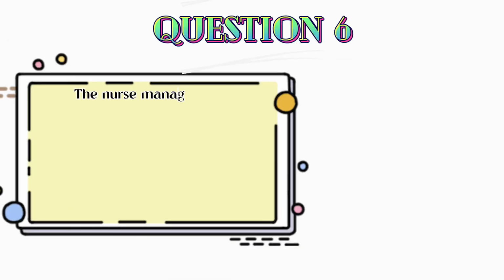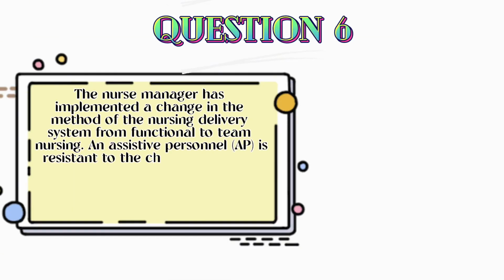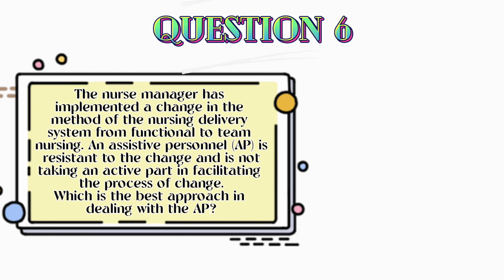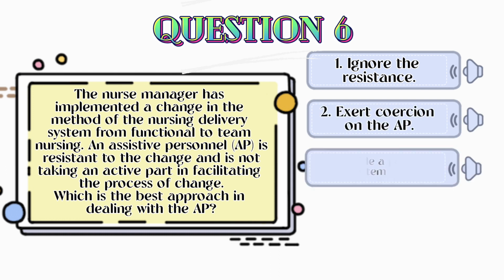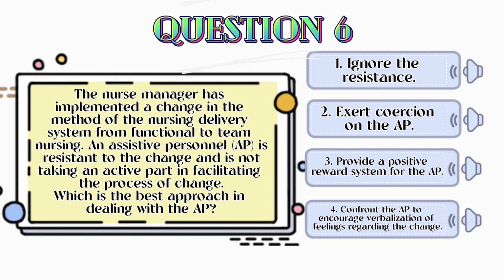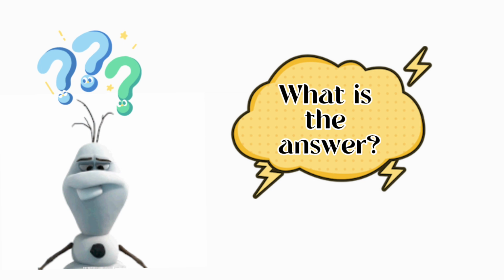Question 6. The nurse manager has implemented a change in the method of the nursing delivery system from functional to team nursing. An assistive personnel (AP) is resistant to the change and is not taking an active part in facilitating the process of change. Which is the best approach in dealing with the AP? 1. Ignore the resistance. 2. Exert coercion on the AP. 3. Provide a positive reward system for the AP. 4. Confront the AP to encourage verbalization of feelings regarding the change. What is the answer?